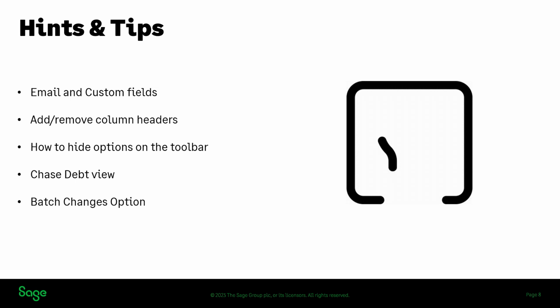So I'm going to start by covering email and custom fields and how you use those. I'm then going to cover adding and removing column headers, how to hide some options on the toolbar along the top. I'm going to quickly show you the chase depth view as well. And lastly, the batch changes option, which is only available on standard or professional. So what I'll do now is I'll just pop back to my software and I'll show you these.